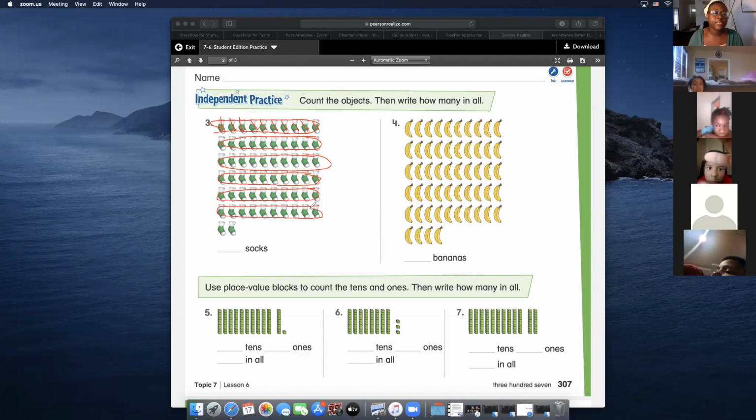All right, Israel, how many did you count? 62. 62. Because it was 10, 20, 30, 40, 50, 60, 61, 62. All right, Israel, let's see who can do the bananas. What would you like?